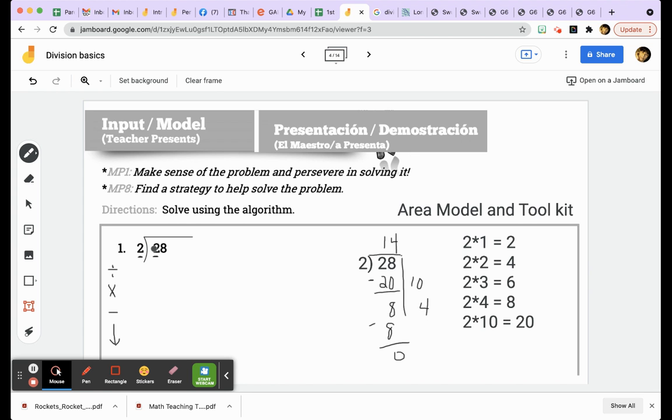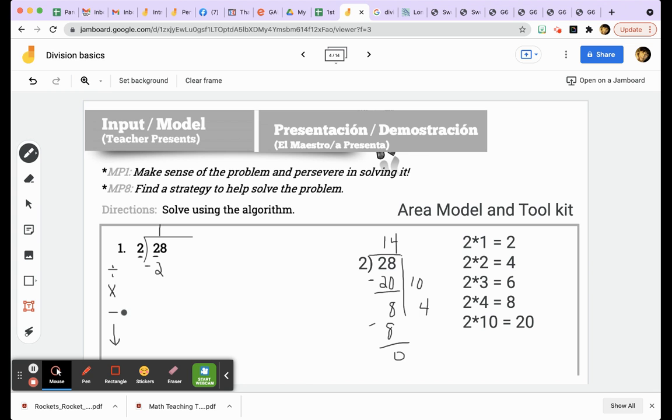2 goes into 2 1 time. That's the division. Now I'm going to multiply back. 1 times 2 is 2. Since I divided into the first number, when I multiply back, my answer goes right under the 2.